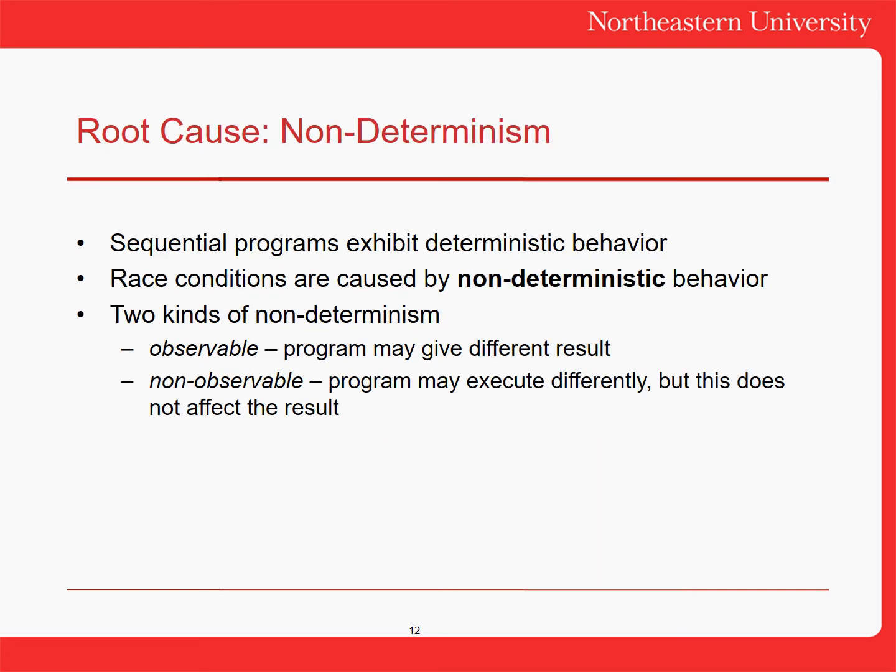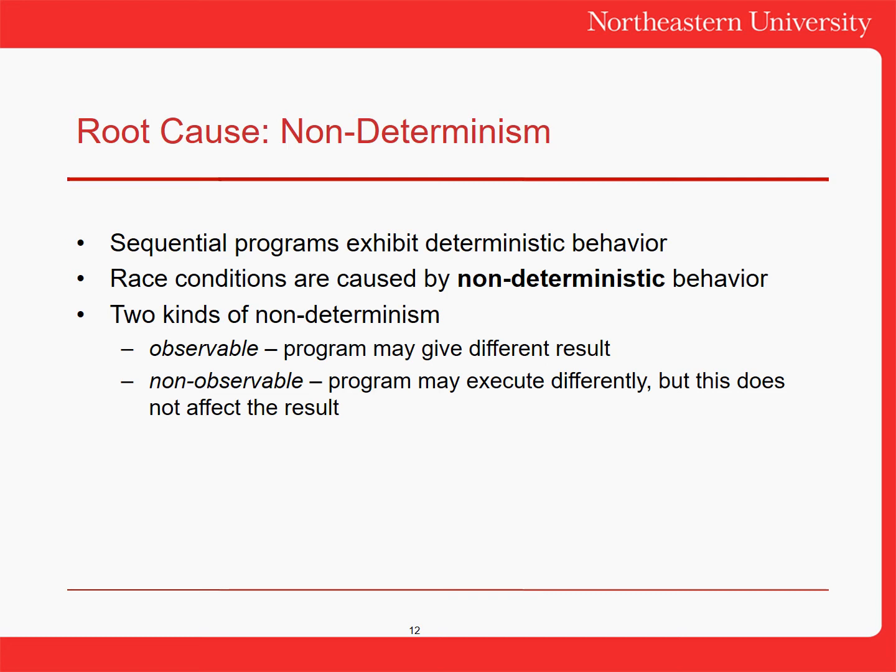So the root cause of this is non-determinism. Sequential programs are completely deterministic in their behavior. You can read the code and know exactly what order it's going to execute in. But parallel programs, concurrent programs are not, because the multiple threads can have different orders of execution depending on what they're doing, what the CPU is doing. So this is what's known as non-deterministic. We can't determine the order in advance.